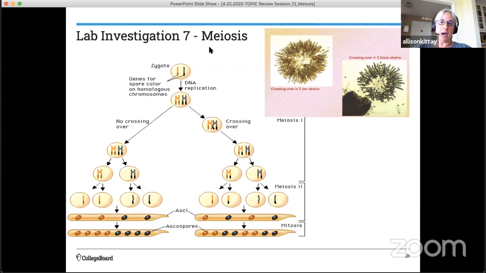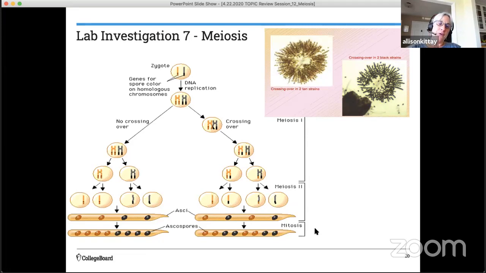We're going to look at 2 possibilities, one where no crossing over occurs, and then one where crossing over occurs. And over here, you can see that this is going to be meiosis 1 and meiosis 2, and then the products of mitosis. So if no crossing over occurs, those tan chromosomes and black chromosomes end up in different cells at the end of meiosis 1, and then they will separate into unique gametes at the end of meiosis 2. So you can see we've got gametes that produce tan spores and black spores.